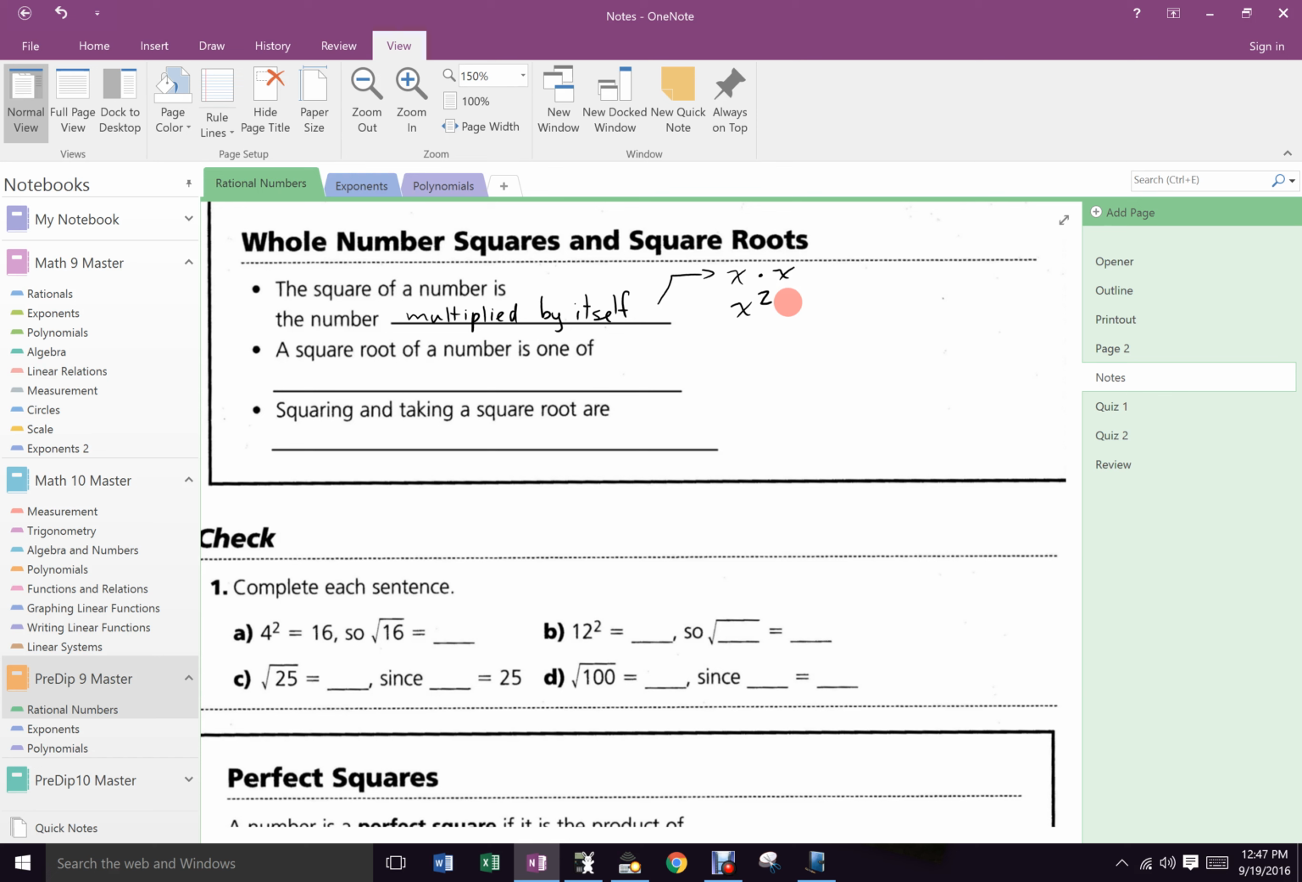Pythagoras. Okay. A square root of a number is one of what? It's one of the sides. If we draw a square. Now, what do we have to remember about that?